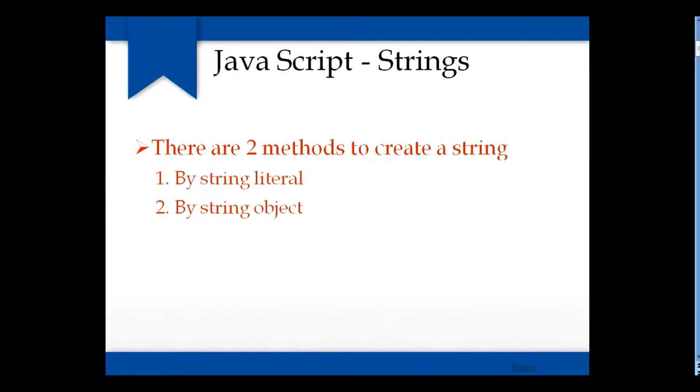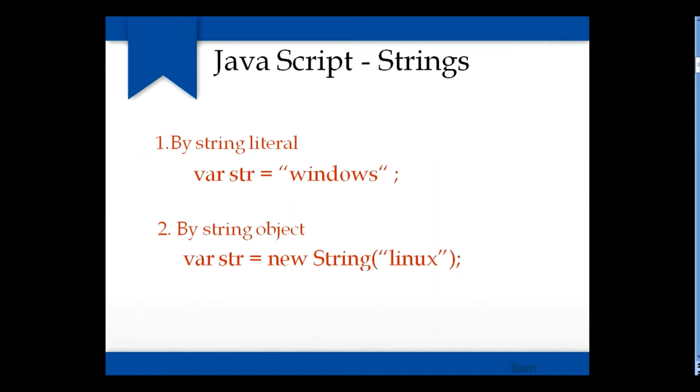There are two ways of creating a string in JavaScript. One is by using a string literal, and the second one is by using the string object. By using the new keyword, we can create a new string. First one, by using a string literal. Here we declared a string with name str, and we initialized this string with a word called Windows.